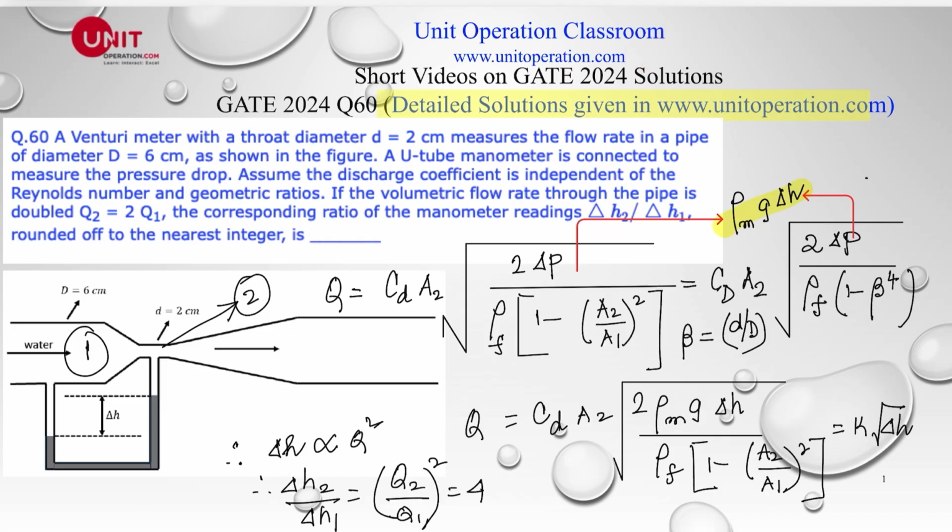We are now discussing GATE 2024 question 60. A Venturi meter, so this is my Venturi meter, and the water is flowing through it. Throat diameter of D is 2 centimeter, which is this throat diameter right here. It measures the flow rate in a pipe. So this measures the flow rate in a pipe.